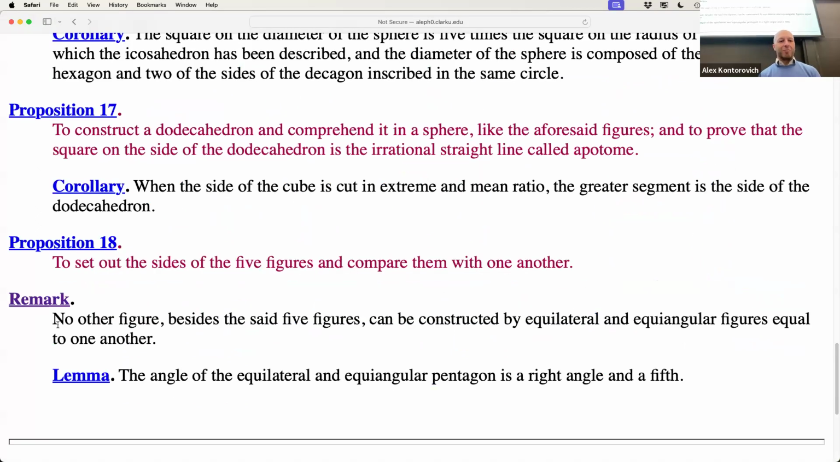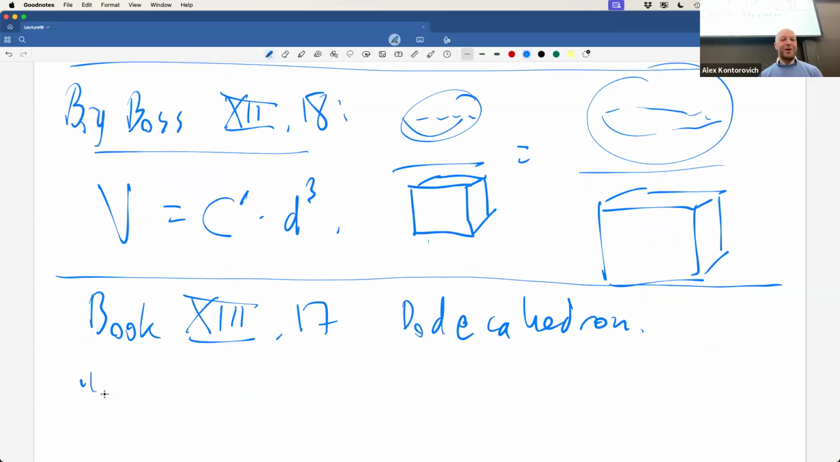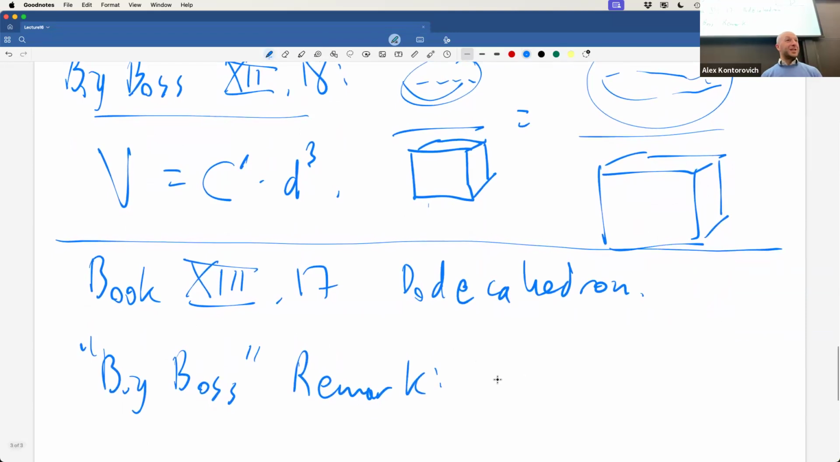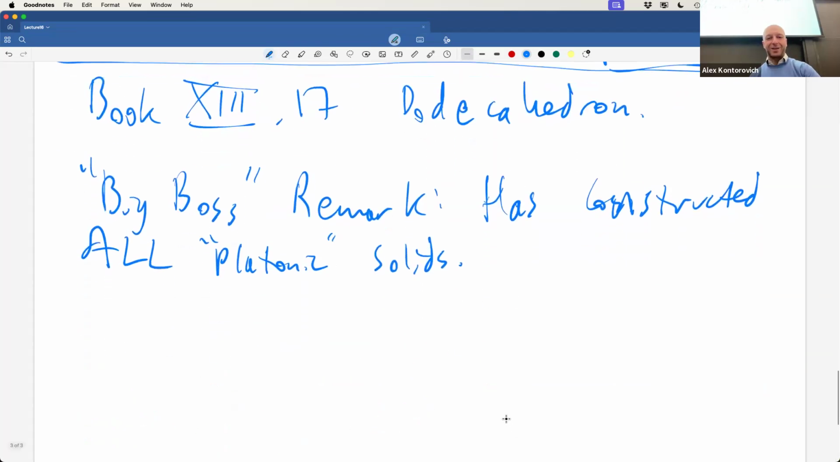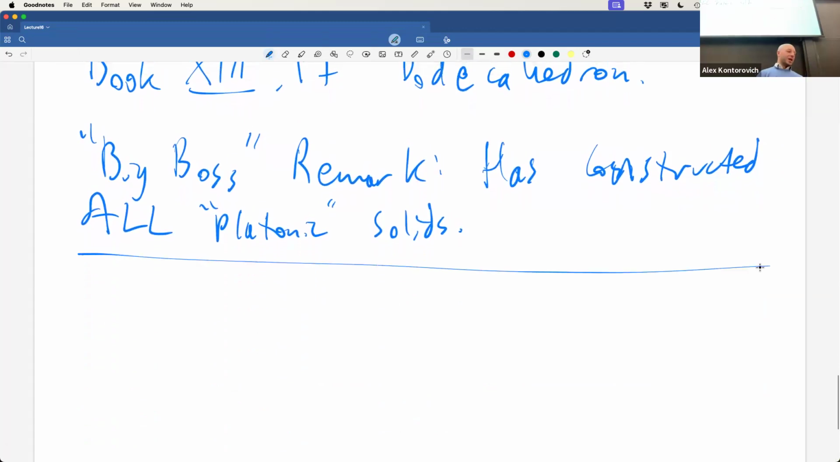And then the remark after proposition 18, what I call the big boss, is this unnamed, unnumbered remark where he's constructed all the Platonic solids. Okay, so I have to tell you what the dodecahedron is. I have to tell you what the Platonic solids are, and what Plato has to do with this. So let's go. Platonic solids, let me give you a definition.